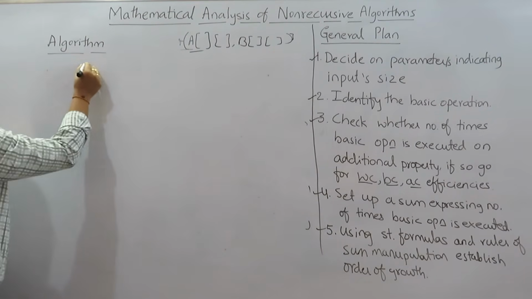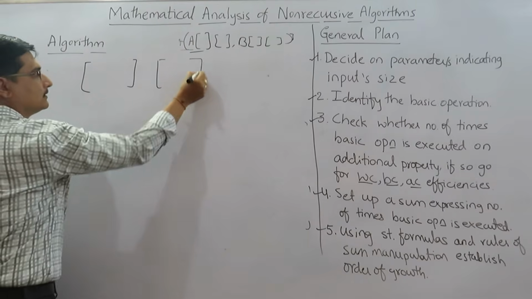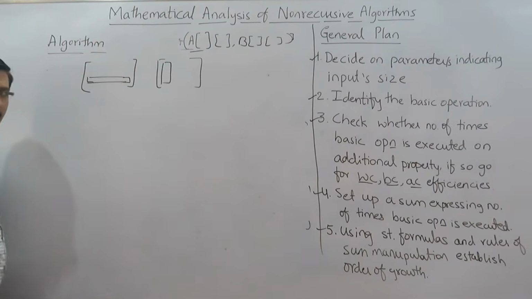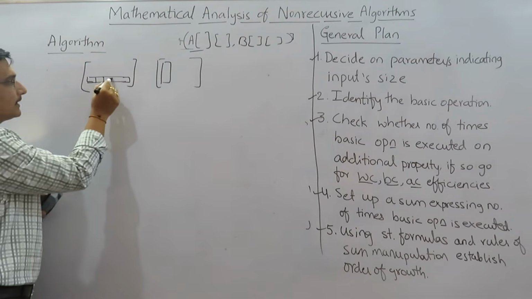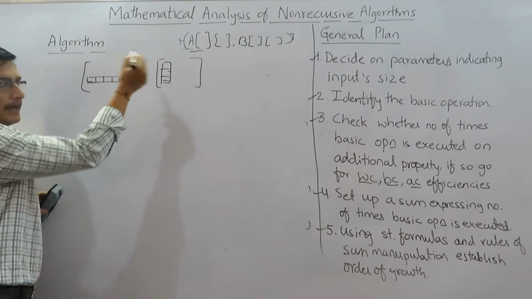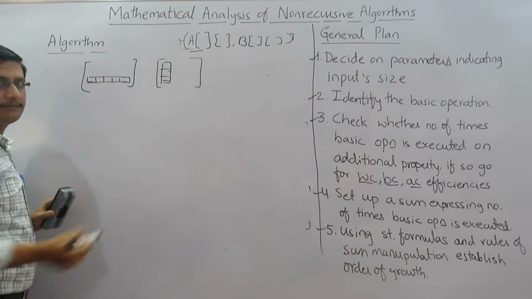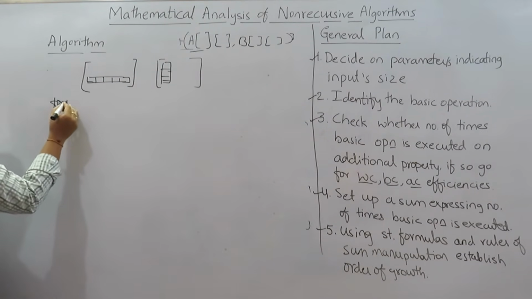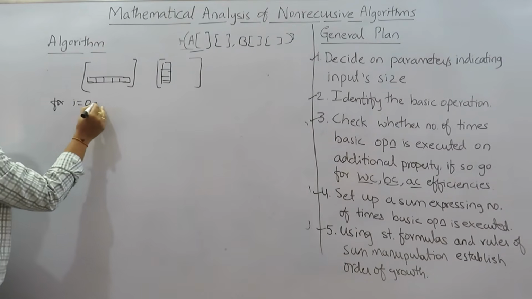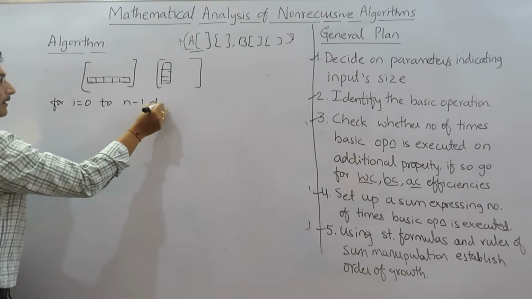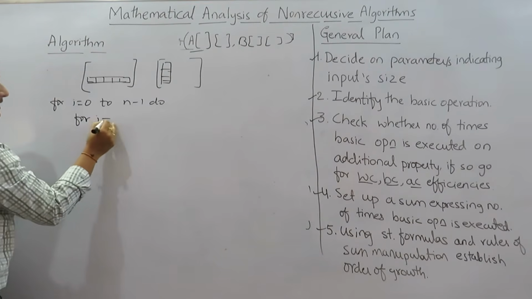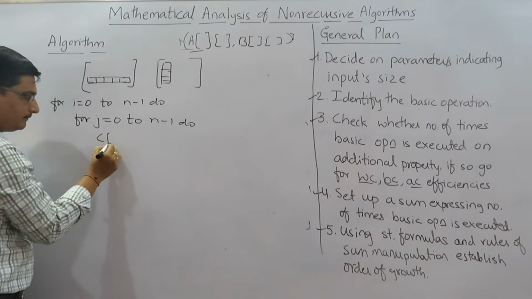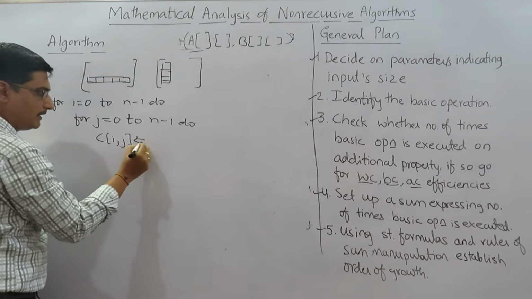So if these two are the matrices, then we need to consider some row and column i and j. We are going to consider every element of the row multiplied by every element of the column, and we get the summation. For that, for i equal to 0 to n minus 1, for j equal to 0 to n minus 1, we will have the product matrix initialized to 0.